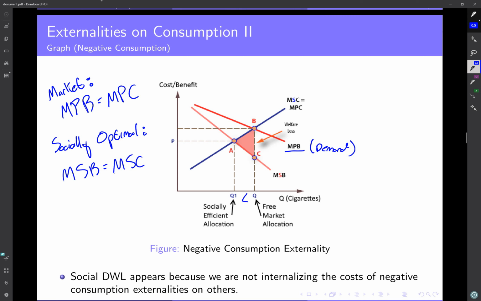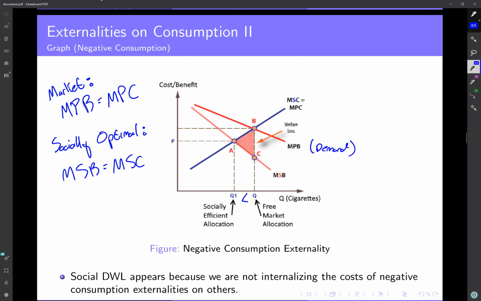But is this production or consumption? Well, here for the supply curve, we see marginal social cost is the same as marginal private cost. There is no extra thing going on here for production. But when we look at the demand curve, we see this marginal private benefit, we say it's not the same as the marginal social benefit. Okay, so that's our clue that this is consumption. It's on the consumers.